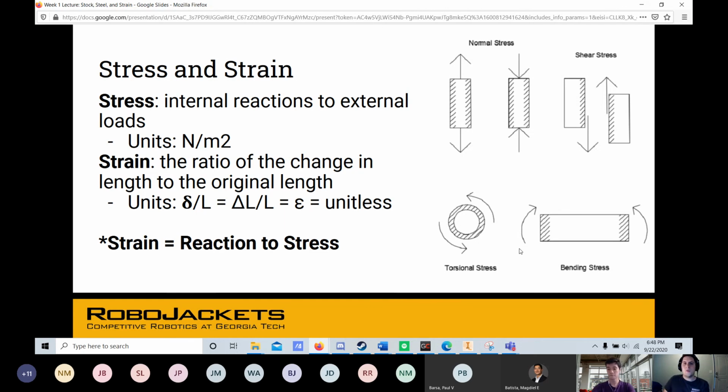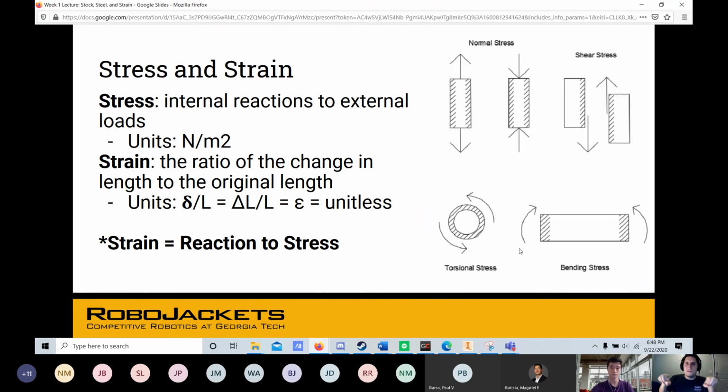All right. So we quantify 2 different things. One of them is stress. You can think of this as an internal reaction to external loads. And typically this is normalized to the cross-sectional area that you're working with. So if you think about it like this, let's say you have a stick, right? The thicker that stick is, the harder it's going to be to break, even for the same force that you're applying.